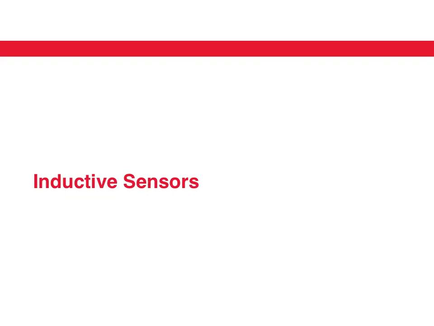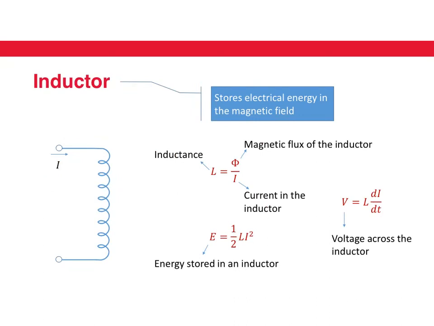In this video, we are going to look at inductive sensors. An inductor is an electronic component that stores electric energy as a magnetic field. And the three most important equations to understand the operation of an inductor are given on this slide.